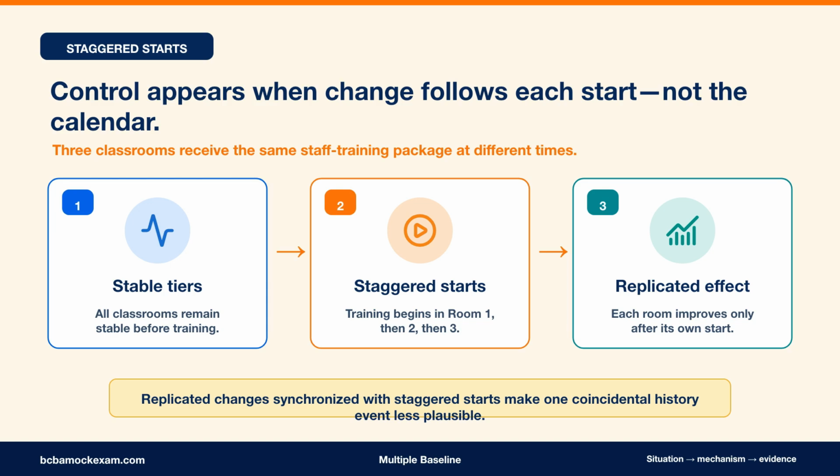Picture 3 classrooms using the same staff training package. All 3 begin with stable fidelity data. Training starts in Classroom 1, while Classrooms 2 and 3 remain untreated. Only the first classroom improves. Training then begins in Classroom 2, followed later by Classroom 3, and each improvement follows its own start. That sequence weakens a simple history explanation because the calendar date is not enough. The change repeatedly aligns with the intervention in each classroom.